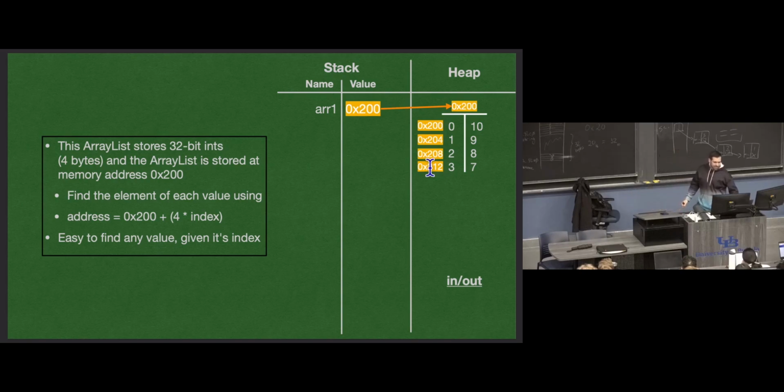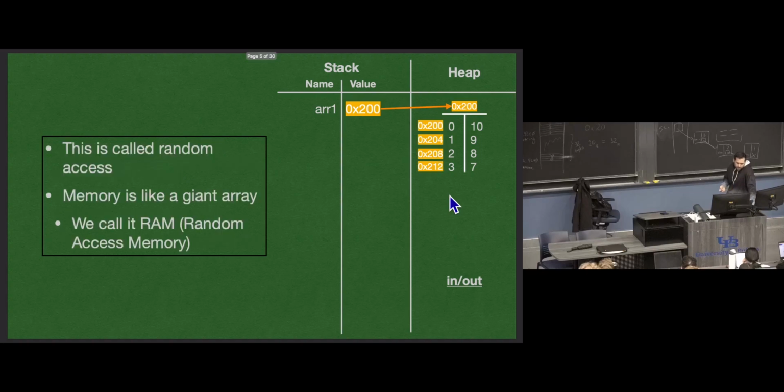My slides are actually broken. This 12, I'm pretending that this is decimal. This should be 20C, that value should be 20C. I used this slide for a while, and I just realized I made that mistake, since these are hex values.